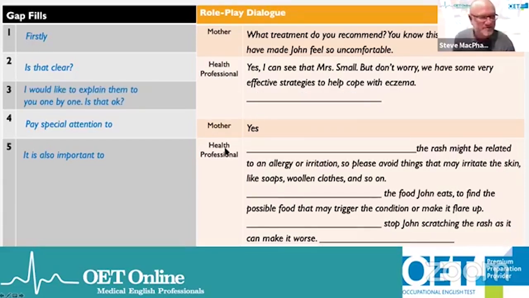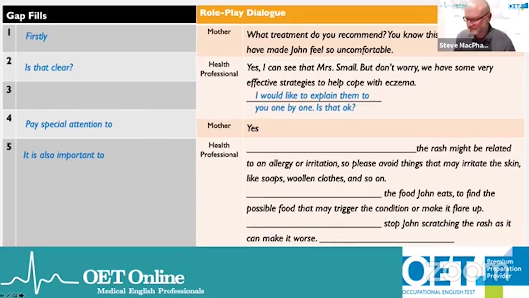The health professional says, number one, that's right, Jane. Firstly, the rash might be related to an allergy or irritation. So please avoid things that may irritate the skin, like soaps, woolen clothes, and so on. Then we've got to put in another one.